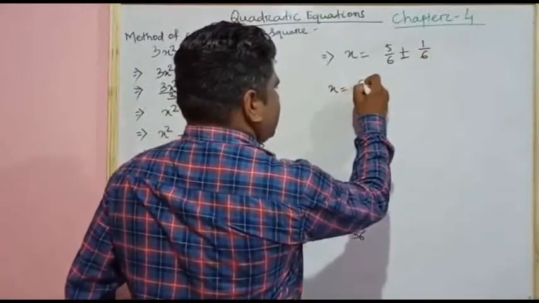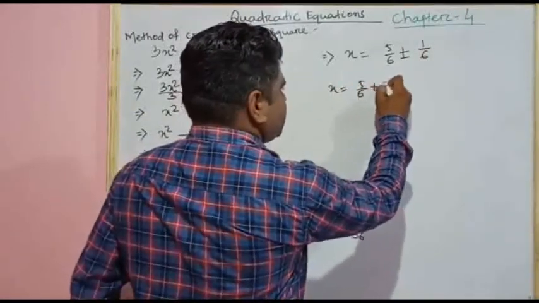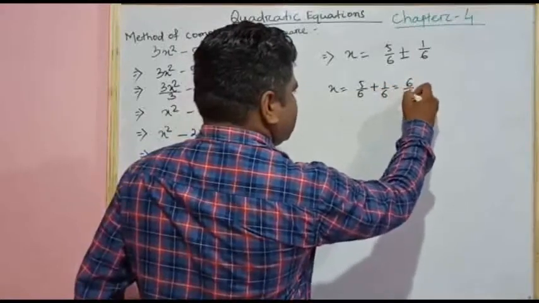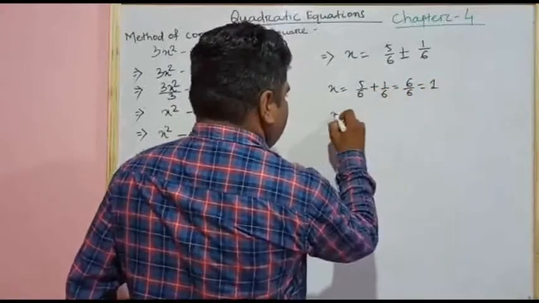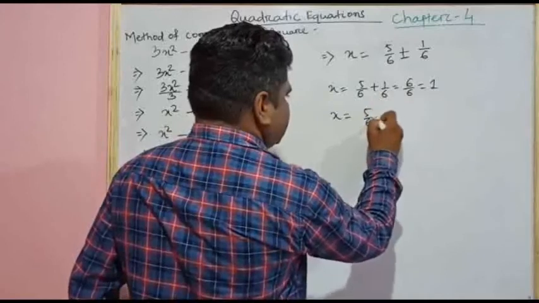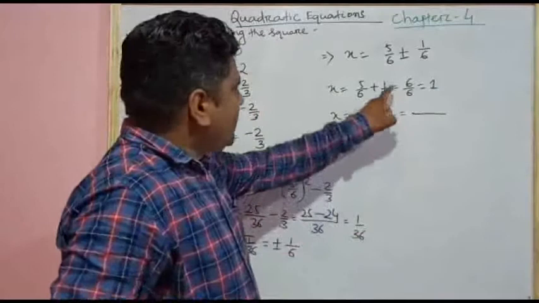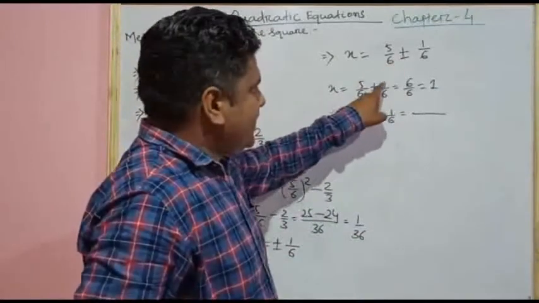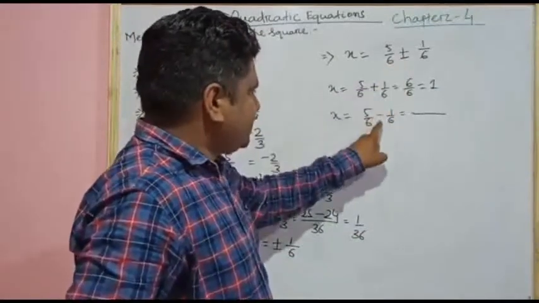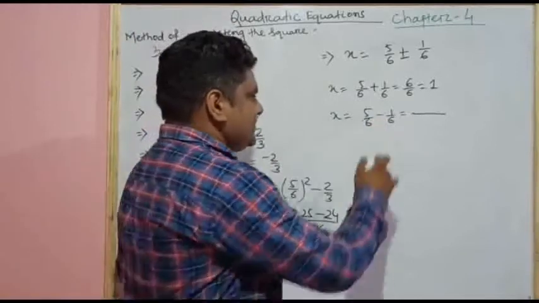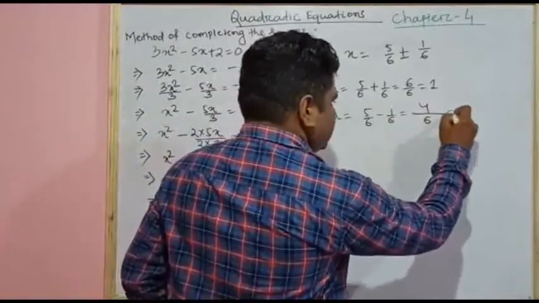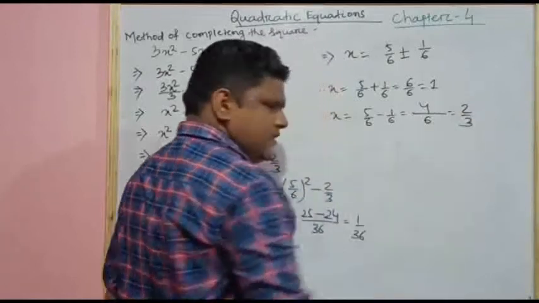So x equal to 5 by 6 plus 1 by 6, it is 6 by 6 is 1, and x equal to 5 by 6 minus 1 by 6. One we have to take plus and another one we have to take minus. So 5 minus 1 is 4, by 6 it is 2 by 3.